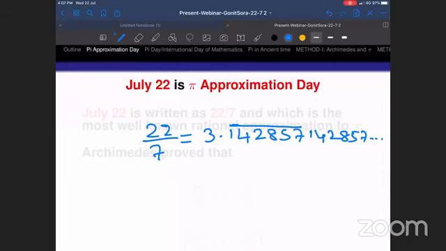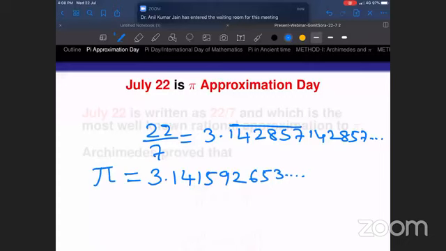So the decimal expansion of a rational number is either finite or infinite recurring. So 22 by 7 is a rational number and the value is 3.142857, etc. But we'll see that pi is actually irrational. This was proved long back in 1761 by Lambert. The decimal expansion of this irrational number pi is 3.141592653, etc. It will go on. Because it is an irrational number, the decimal expansion will be infinite as well as non-recurring. This will never recur, unlike 22 by 7.